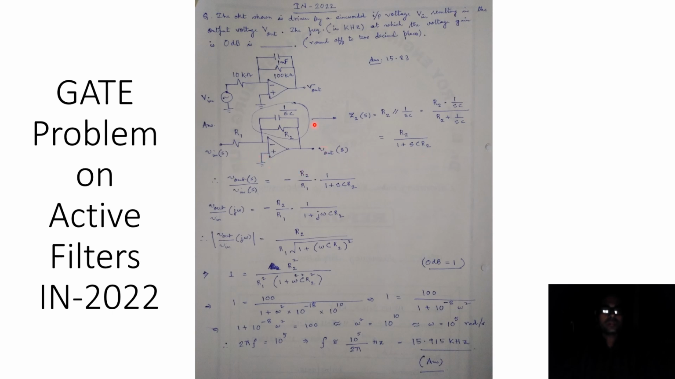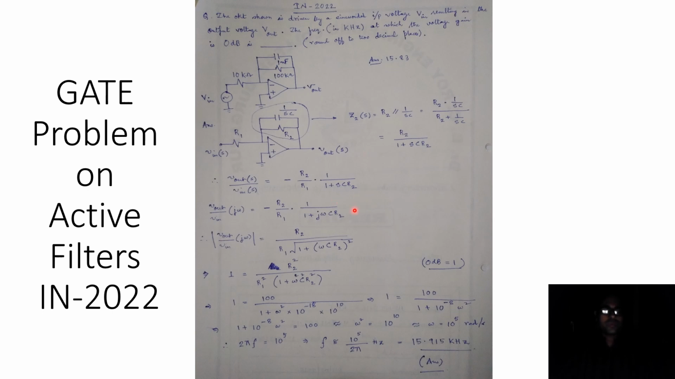Next, if we look at this topology, this is an inverting amplifier's topology, and therefore Vout(S) by Vin(S) can be formulated as negative of Z2(S) divided by R1. And so if you substitute this expression for Z2 and divide it by R1, it leads to this particular expression. So Vout(S) by Vin(S) is equal to negative of R2 by R1 multiplied by 1 by 1 plus SCR2.